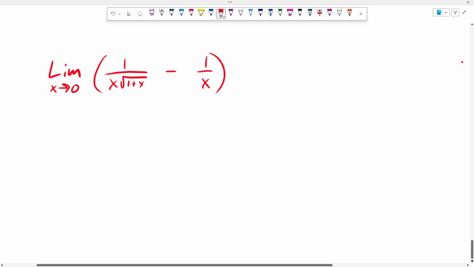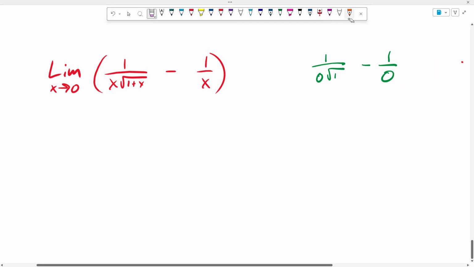All right. So what's the first thing we always try? Direct substitution. So if we do that over here, we get 0 times 1 minus 1 over 0. What does 1 over 0 go to? What does any number divided by 0 go to?